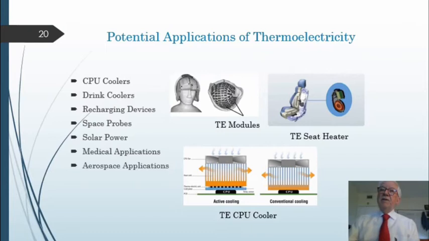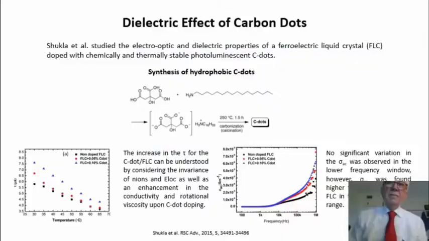The other physical property that we have worked on for the last 6 months is the dielectric effect of carbon dust. So carbon dust has been prepared by the methodology from Shukla, using citric acid plus a primary amine as a precursor, and after heating at 250 degrees centigrade for 1.5 hours, we are left with our carbon dust. And purification has been performed using a dialysis bag.